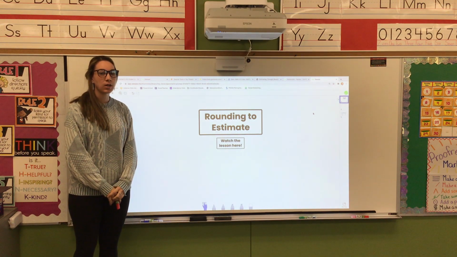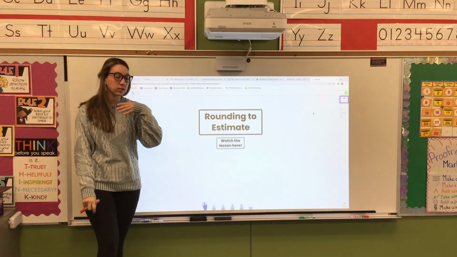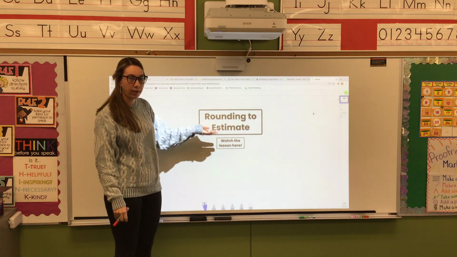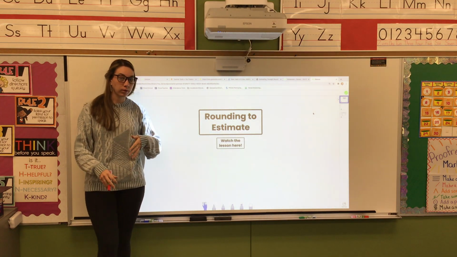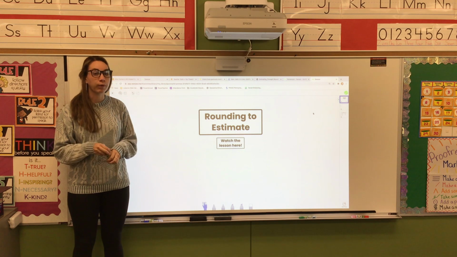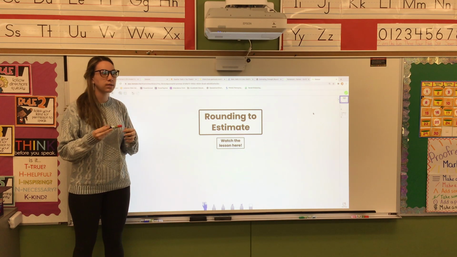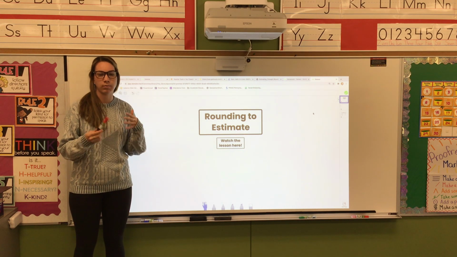Boys and girls, today we're going to talk about rounding to estimate. We've already talked about rounding and we've already talked about estimating. If you remember, I hope so, rounding is when we put things to the closest number to make things easier.